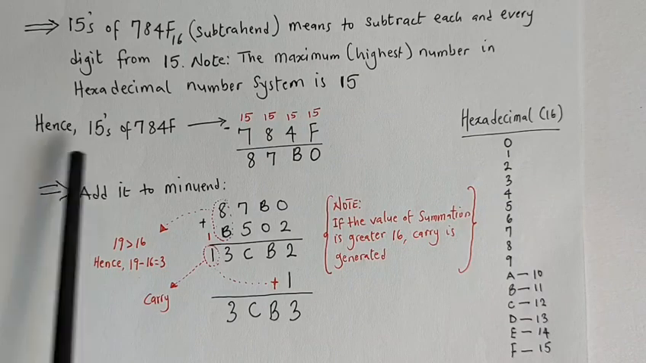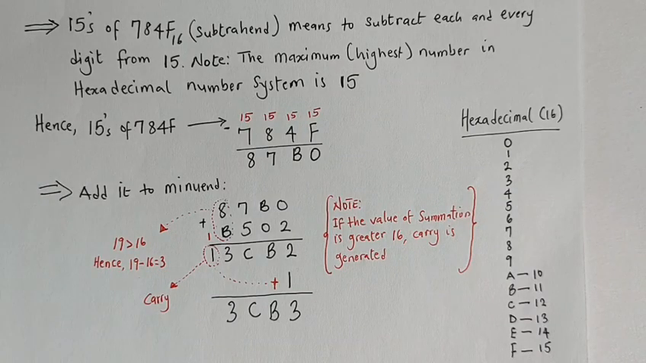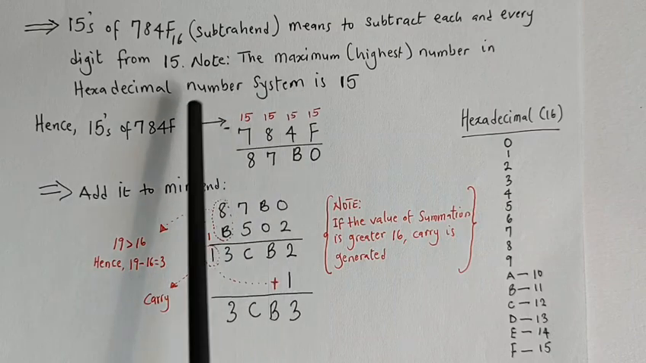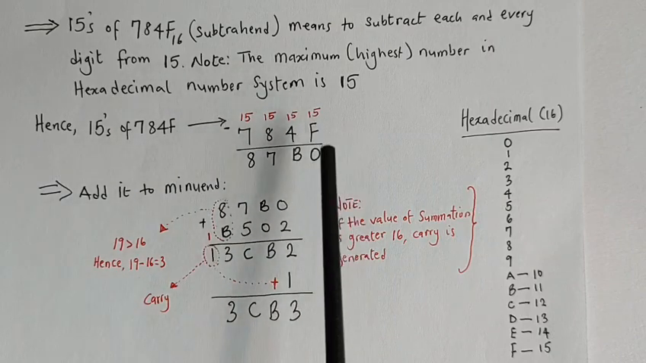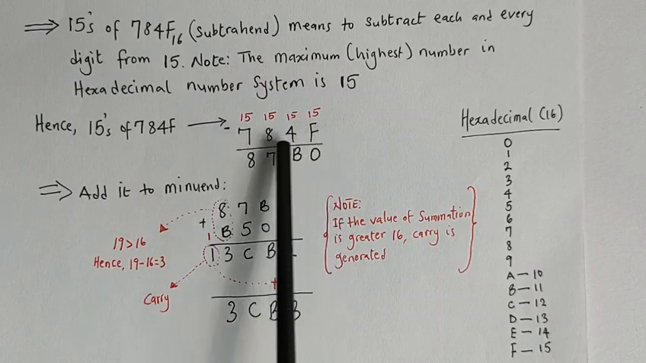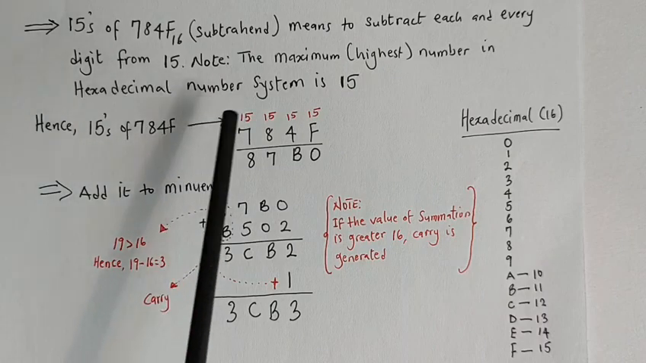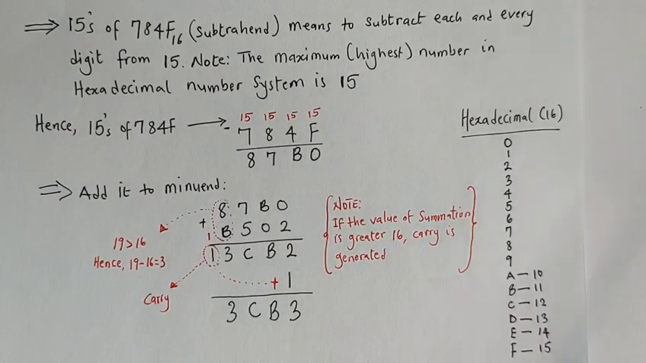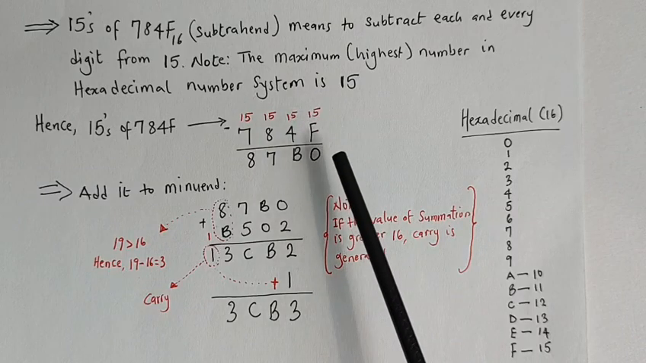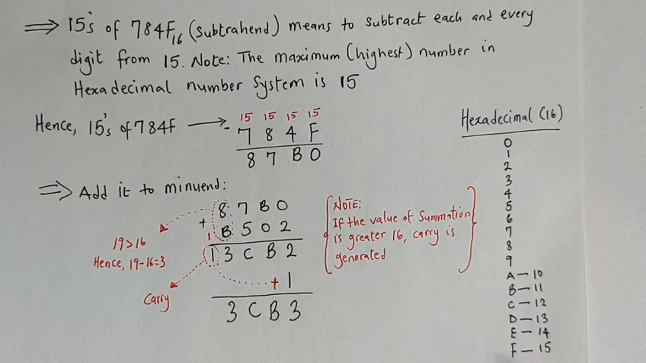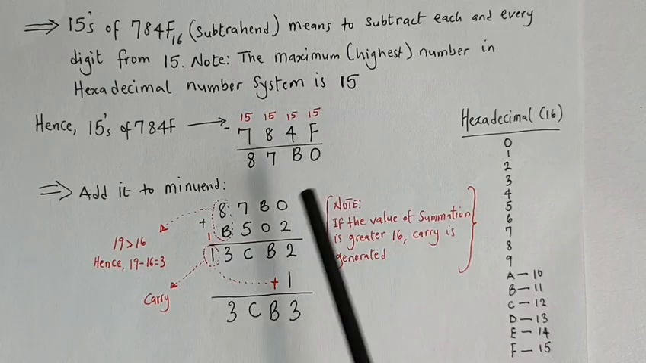Now the 15th complement of 784F is going to look like this. What we're trying to do is subtract each and every digit from 15, which is the maximum number in the hexadecimal number system. Now let's start from the right hand side. We're going to say 15 minus F, which is 0. 15 is the same thing as F, so we're saying 15 minus 15. So 15 minus F is 0.